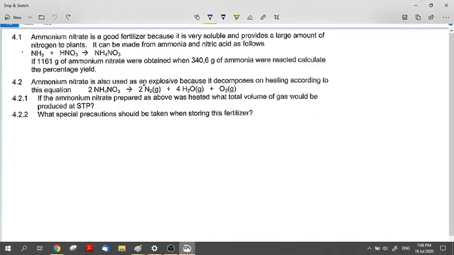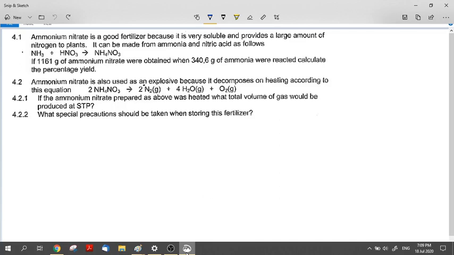Okay, let's look at this question from the Mind Action series, exercise 14, mixed examples, and it's question number 4. It says, ammonium nitrate is a good fertilizer because it's very soluble and provides a large amount of nitrogen to plants. It can be made from ammonia and nitric acid as follows. Now you need to pay attention to this equation because it will be in grade 12.